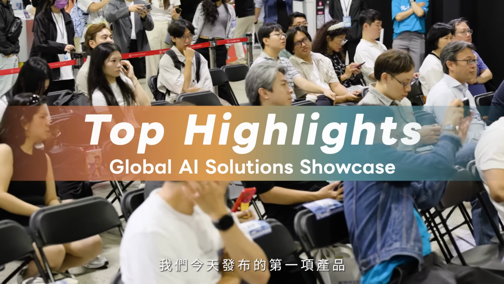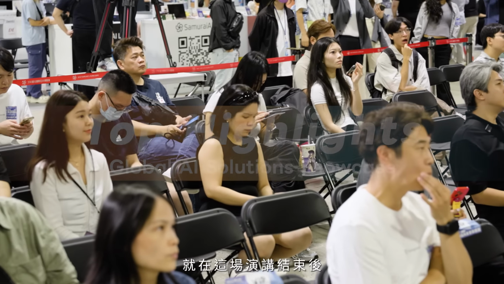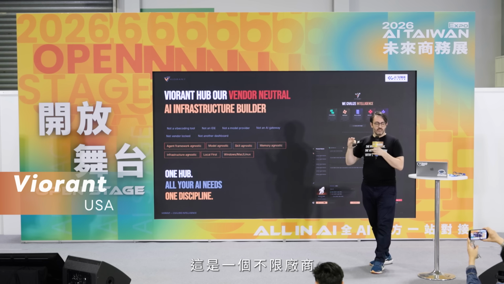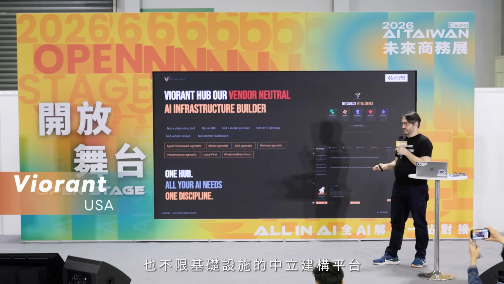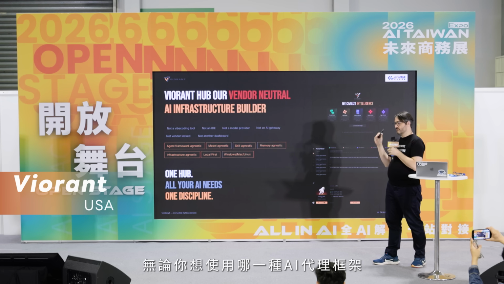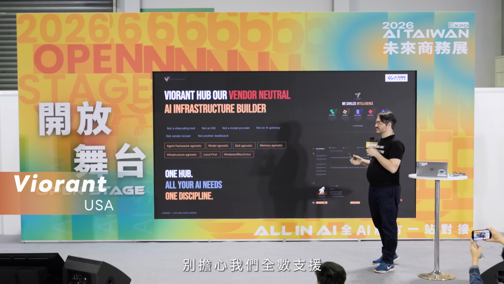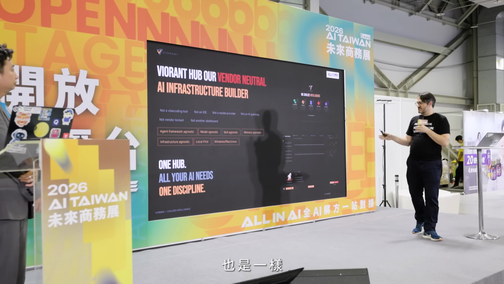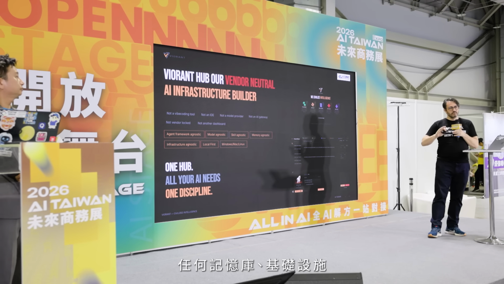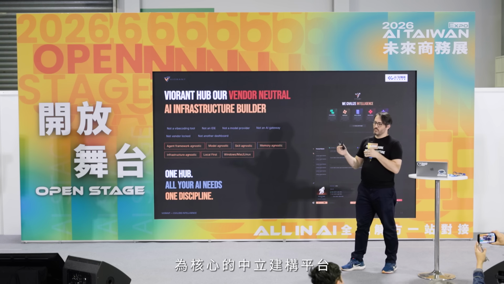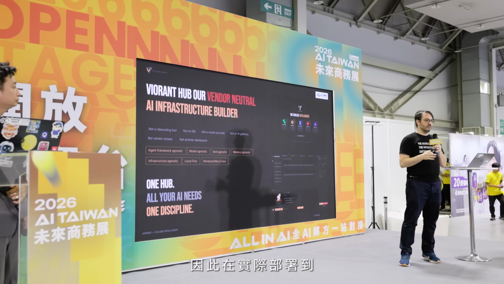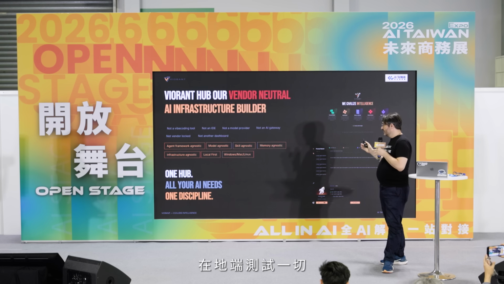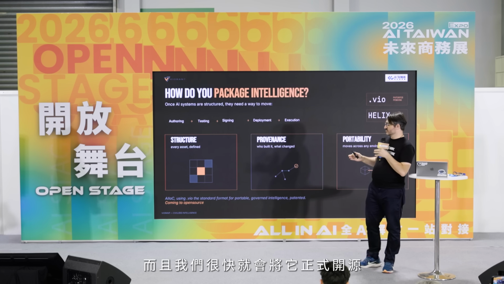The first thing that we're releasing today, actually, so just after this talk, the link will appear on the website, is our hub, which is a vendor-neutral and infrastructure-neutral builder. So that means that whatever AI agent framework you want to use, no worries, we cover it. You want to use any model, no worries, we cover it. Any skills, same. Any memory, any infrastructure, it works. It's a hub which is local first, so you can test everything before you actually use it somewhere else on any type of infrastructure, yours, ours, and it's going to be actually open sourcing soon.